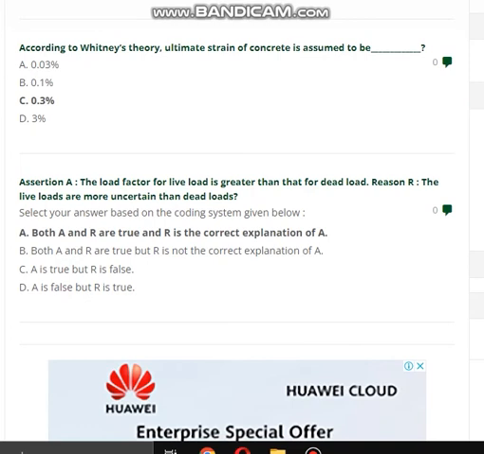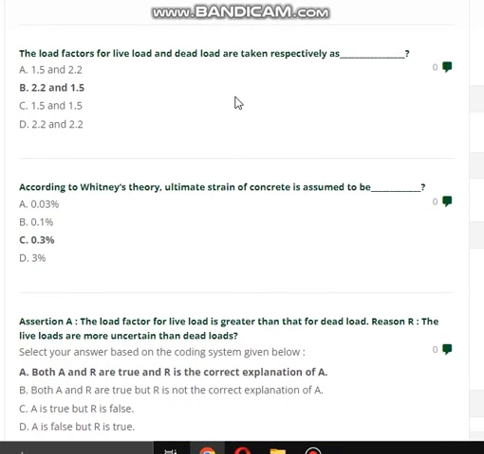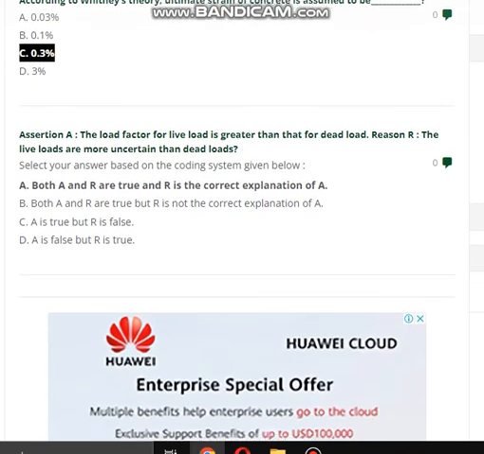The load factor for live load and dead load are taken respectively as 2.2 and 1.5. According to Whitney theory, ultimate strain of concrete is assumed to be 0.3%. Assertion A: The load factor for live load is greater than that for dead load. Reason R: The live loads are more uncertain than the dead loads.